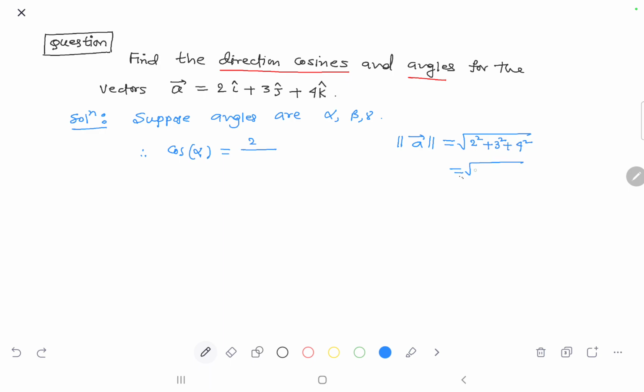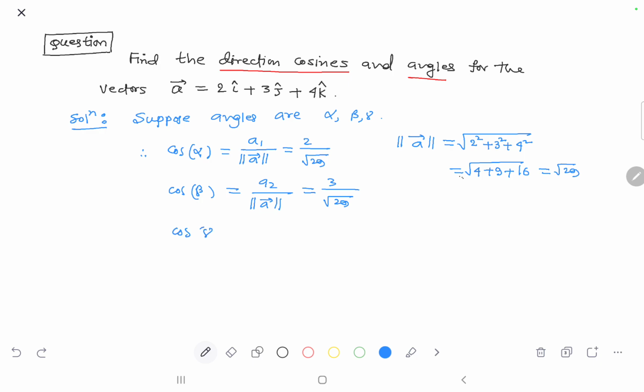So what is this? This is basically 4 plus 9 plus 16, right? So this is square root of 29. Here we have to put the first component. If you want, I can write here the formula. So here a1 and this. This is nothing but the first component divided by square root of 29. What is cosine beta? This is nothing but the second component a2 divided by magnitude of a. So this is nothing but 3 by square root of 29.